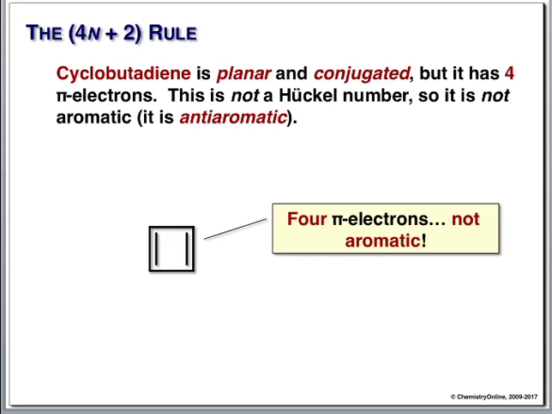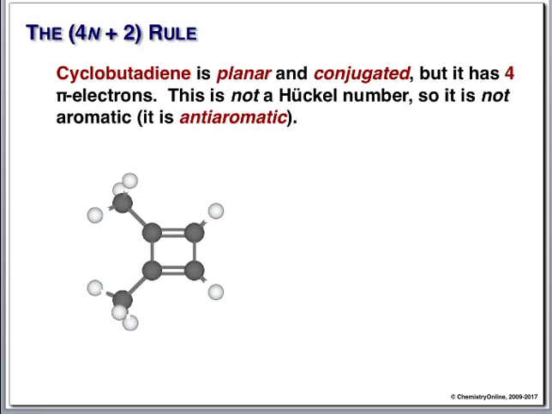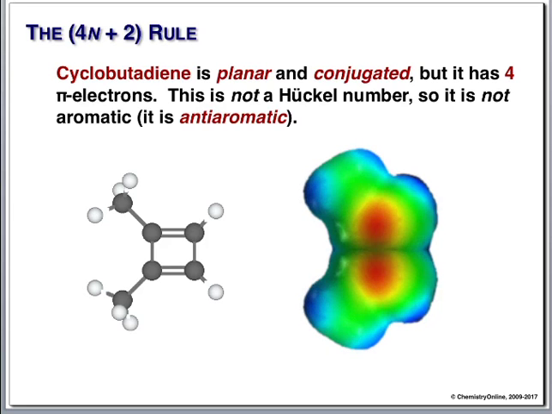4 pi electrons. Let me just show you an example here. This is dimethyl cyclobutadiene. We can calculate an electrostatic potential map for this. Now remember what we saw for benzene, the beautiful red circle in the middle where everybody shares. For cyclobutadienes, you don't see that. The double bonds are just sitting there by themselves. And nobody shares with anybody. Very, very unhappy. 4 is not a Huckel number.